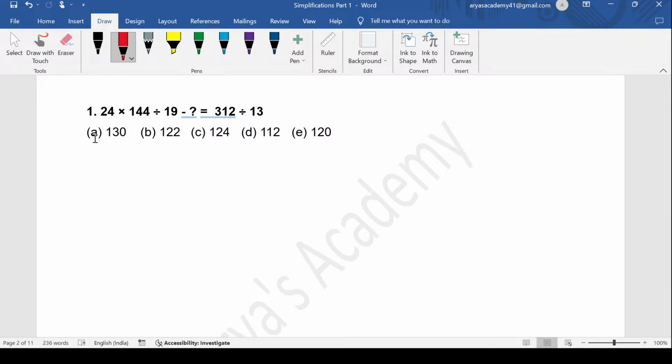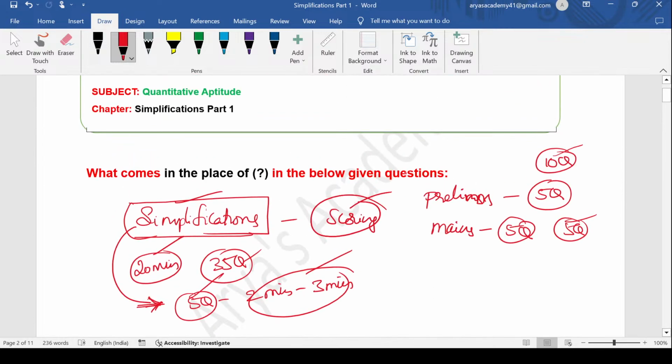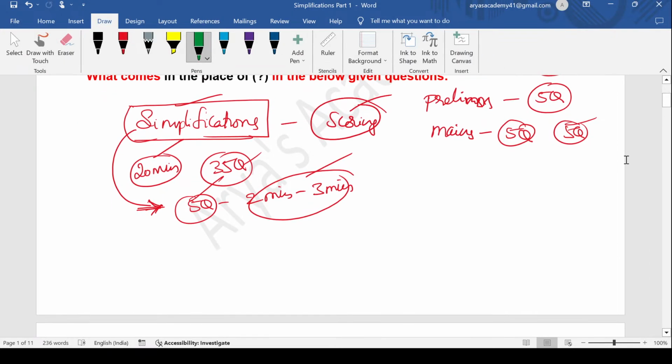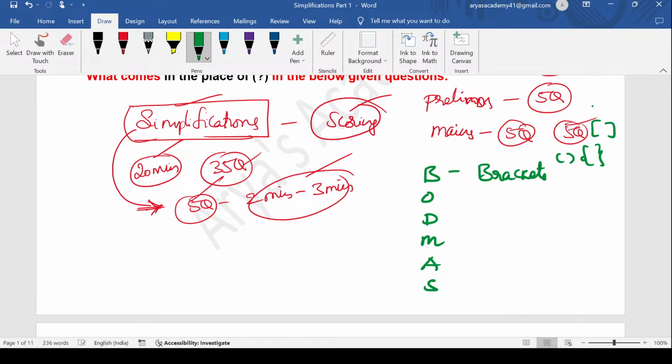This is simplifications. Another important point has to be mentioned. I hope you know the BODMAS rule, right? What is the BODMAS rule? You would have heard about this. B stands for brackets: different types of brackets, maybe open brackets, flower brackets, square brackets, or vinculum or bar. These should be solved first in the order of arithmetical operations.